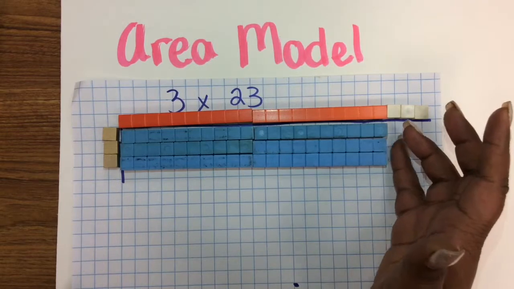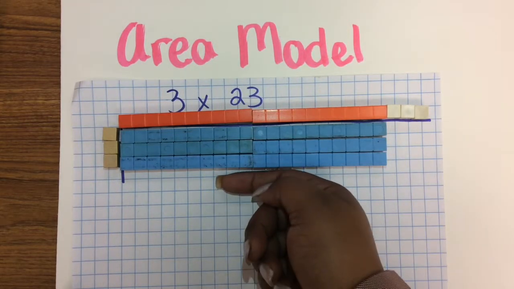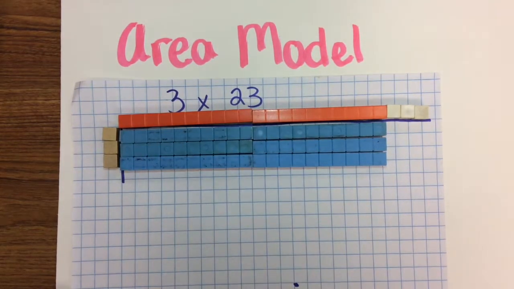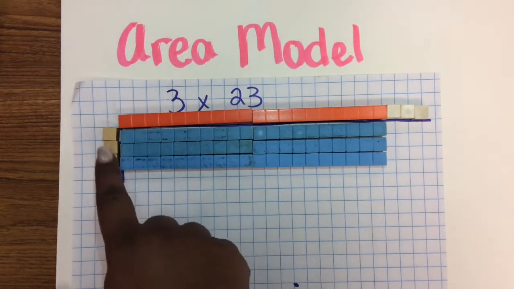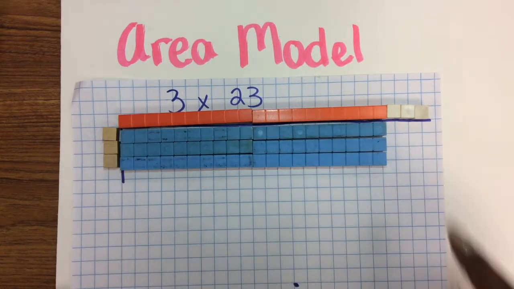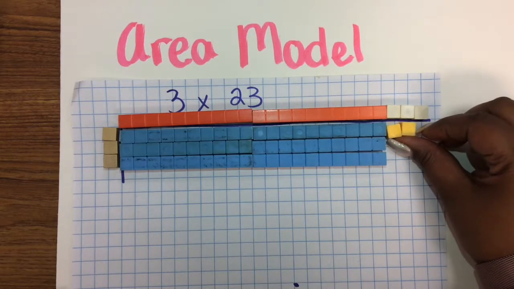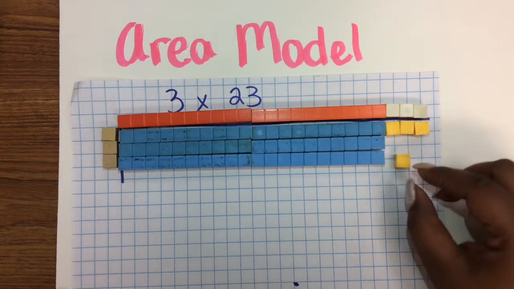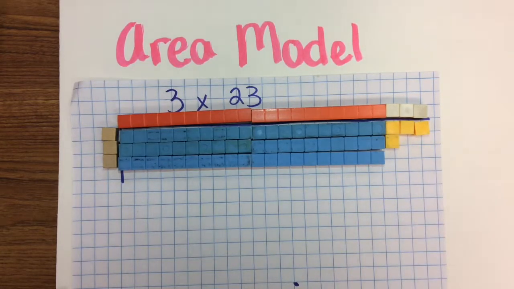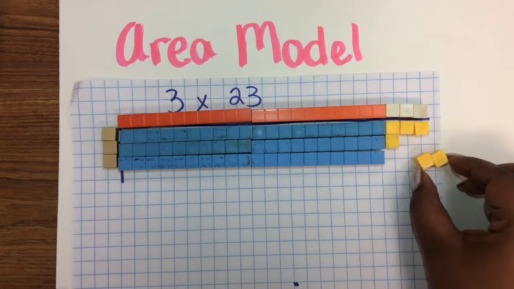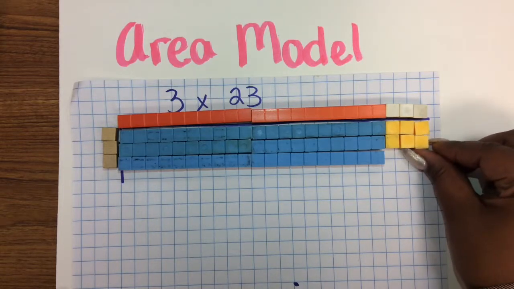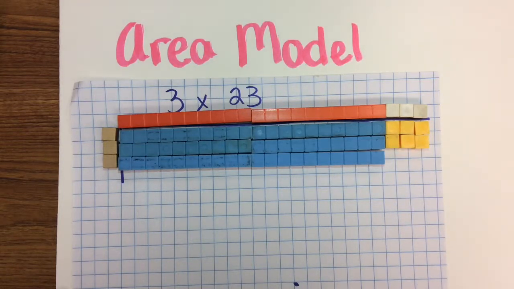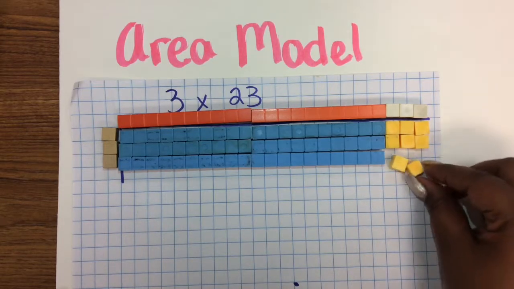Now, I've done the 20. Now I'm going to do the units. I have 3 right here, and I have 3 times 1. That is 3. Put those right here. Put those right there. Okay, another group of 3. Almost kind of like what we did with the distributive property with those foam squares.